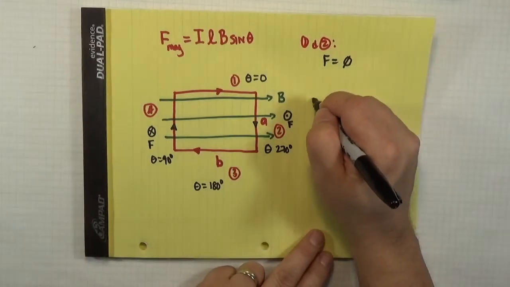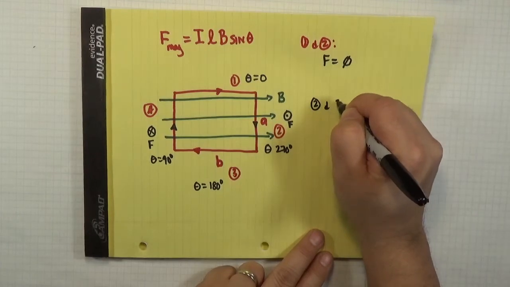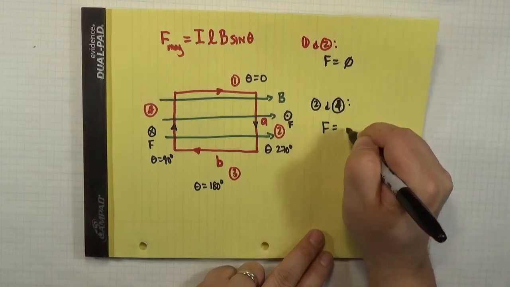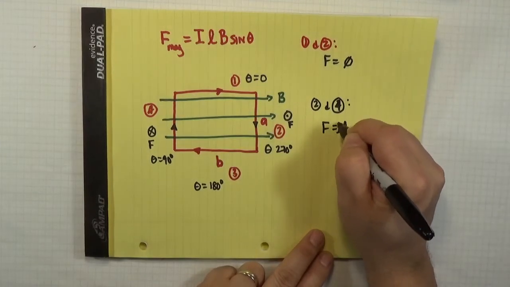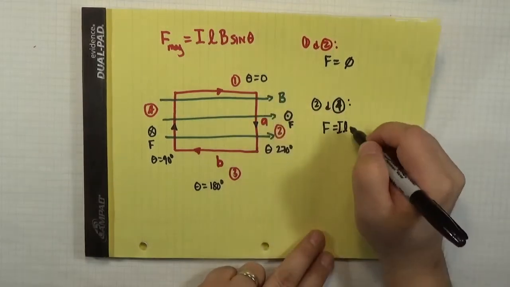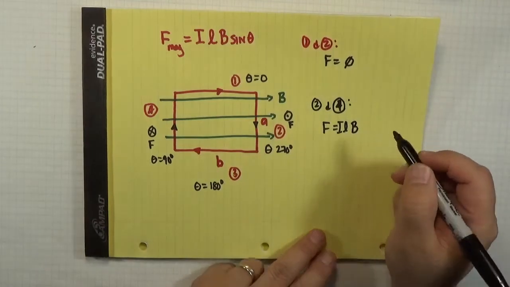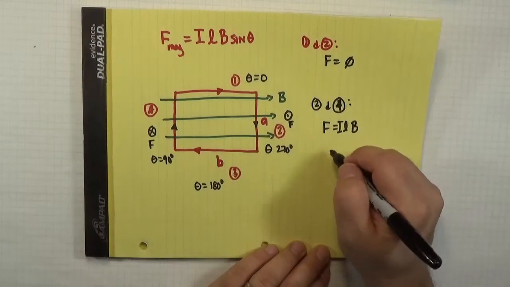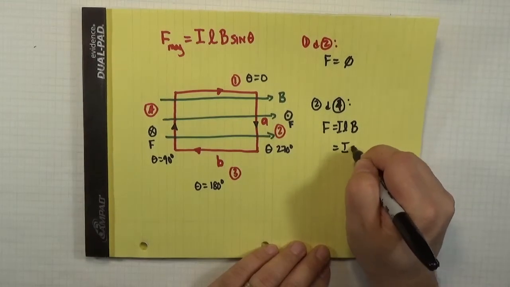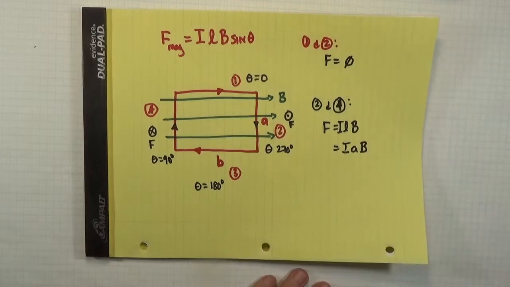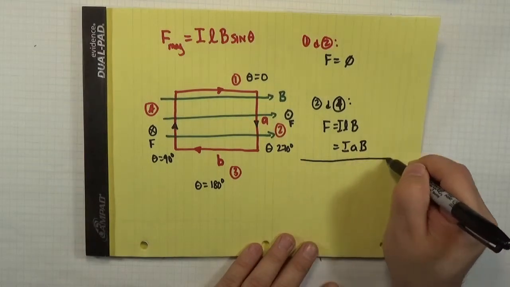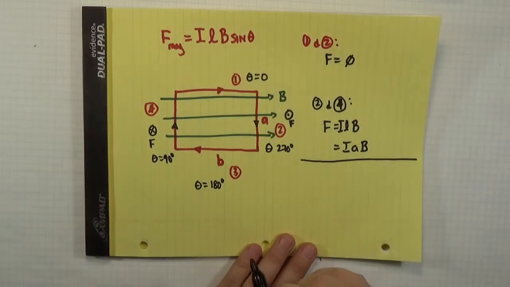So for current 2 and for current 4, the force is I times the length of that side times the magnetic field times plus or minus 1. And the length of these sides is the length A. Okay, so those are the forces involved, and forces are just part of what we need to calculate torque. What's the other piece of what we need to know?